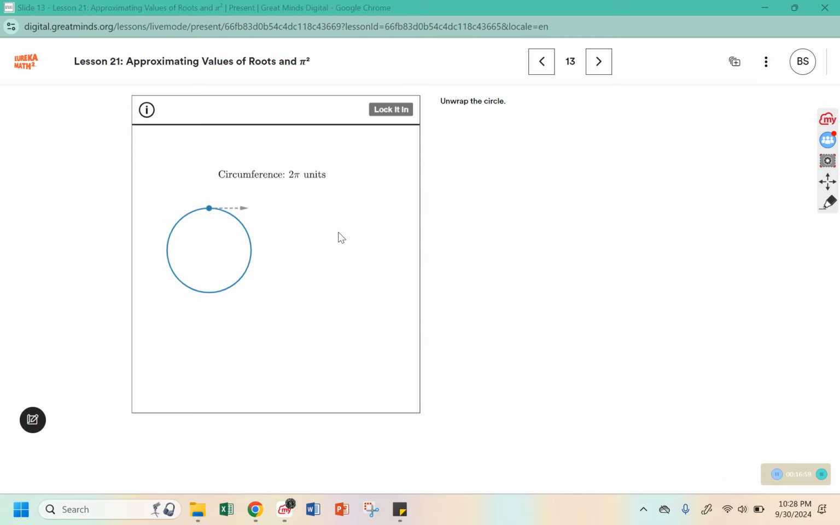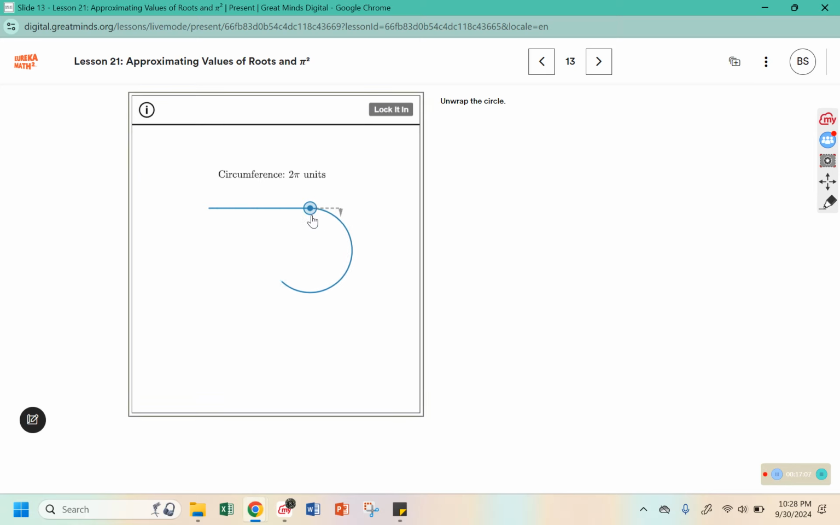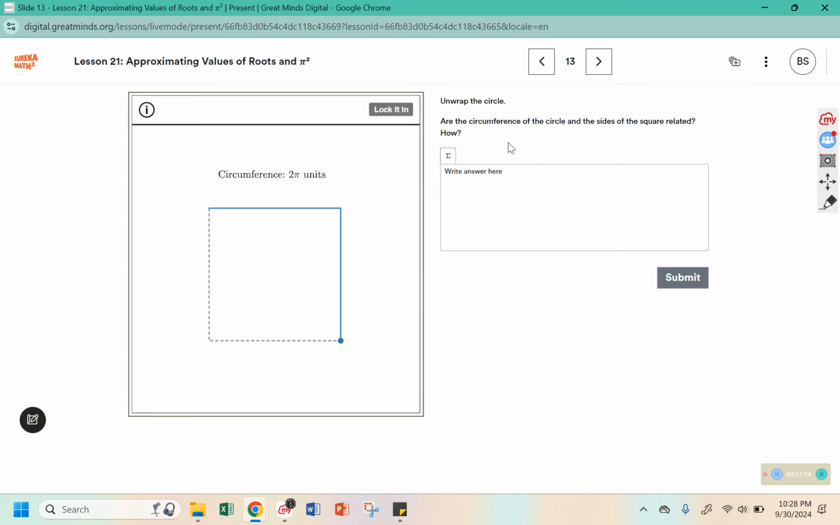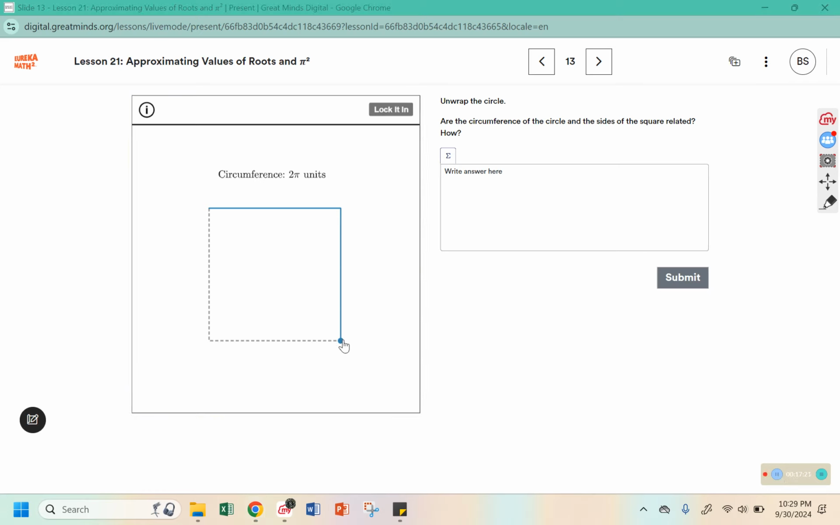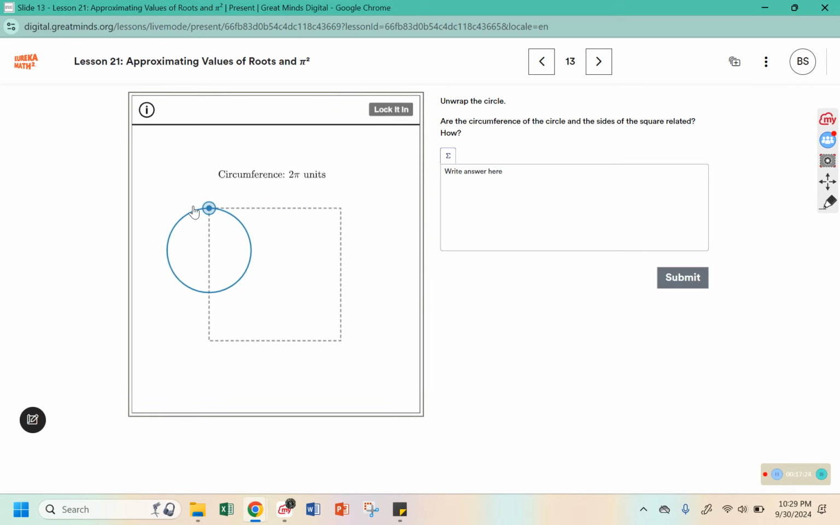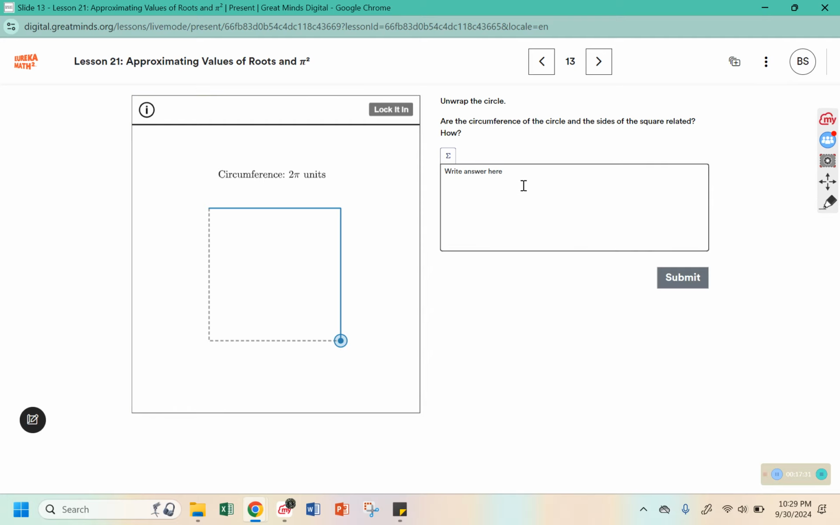In this one, we are looking to approximate the value of pi. Here you can unwrap the circle. And then it says, lock it in. Are the circumference of the circle and the sides of the square related? How? Well, if the circumference of the circle was 2 pi, there would be pi, and there would be another pi. So are the circumference of the circle and the sides of the square related?